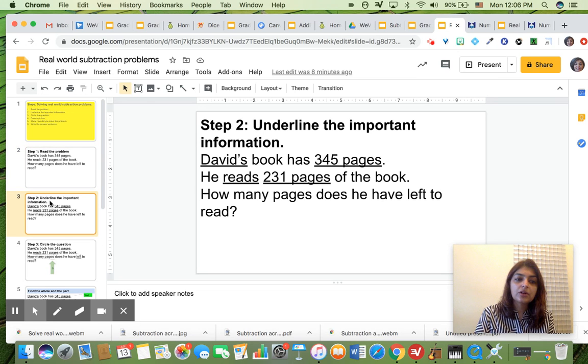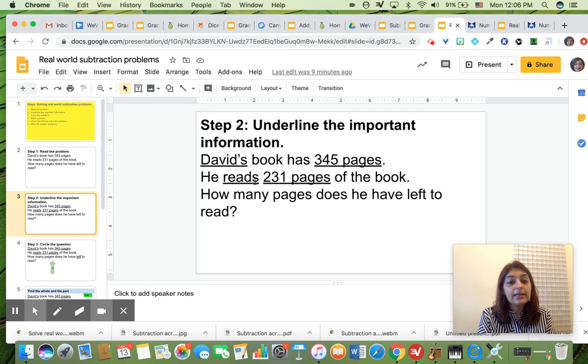Now let's go on to the next step. This is step 2. It says underline the important information. So you are to underline the numbers that are given to you and who. Who is also a very important part. Who is involved in the number story. So let's read. David's book has 345 pages. So I have underlined David and I have also underlined 345 pages.